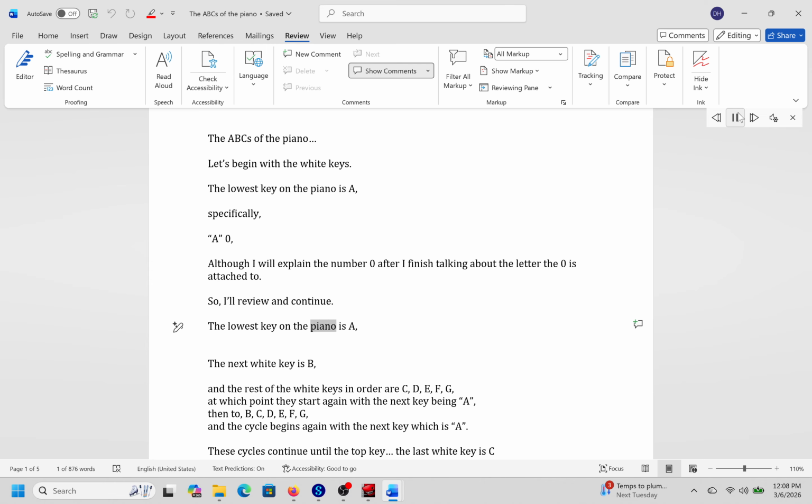The lowest key on the piano is A. The next white key is B. Review and continue. And the rest of the white keys in order are C, D, E, F, G, at which point they start again with the next key being A. Then to B, C, D, E, F, G. And the cycle begins again with the next key, which is A. These cycles continue until the top key. The last white key is C.